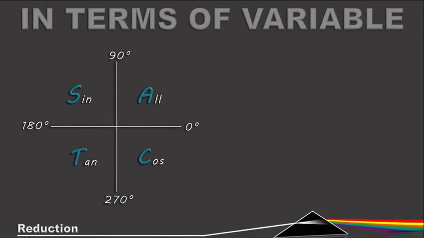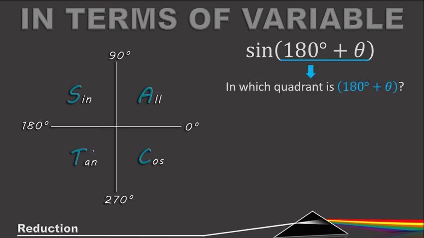Now, to get started, we have our Cartesian plane, and what we want to do is we've got sine of 180 degrees plus theta. So we want to apply the reduction formula on this and then simplify it. Now, the first thing we look at is this 180 plus theta, and then we decide in which quadrant it is. So 180 plus theta falls in the third quadrant.